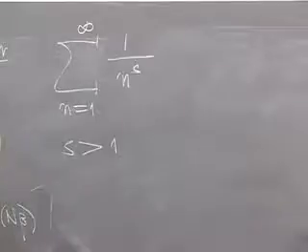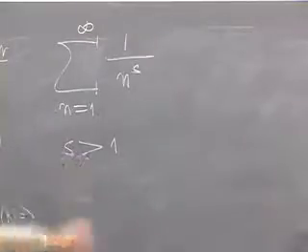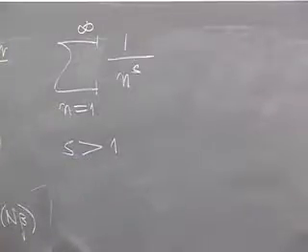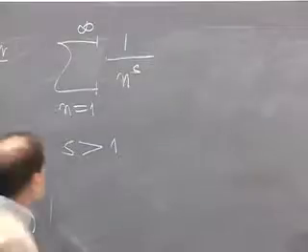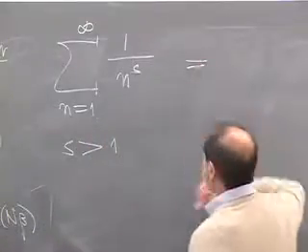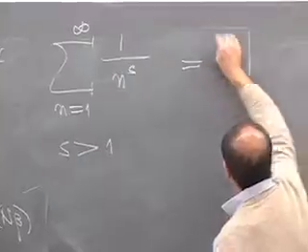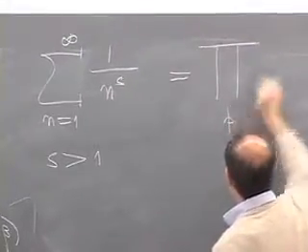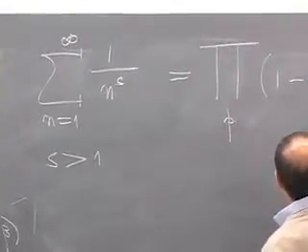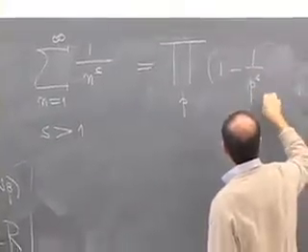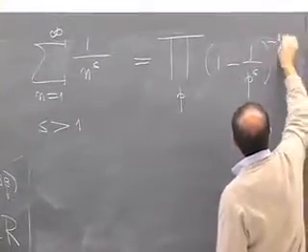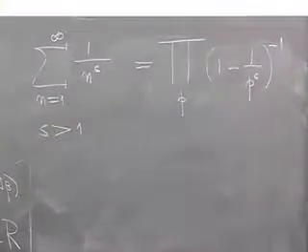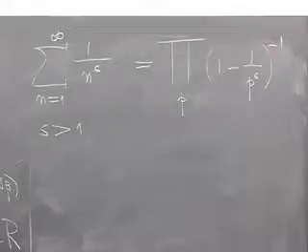So Euler studied this function in the range of convergence, and he proved the following beautiful result about it, which is his restatement of the unicity of prime factorization. That it was given by a product over primes of 1 minus 1 over p to the s, inverse, these are prime numbers. That it was given by not only an infinite sum, but an infinite product.